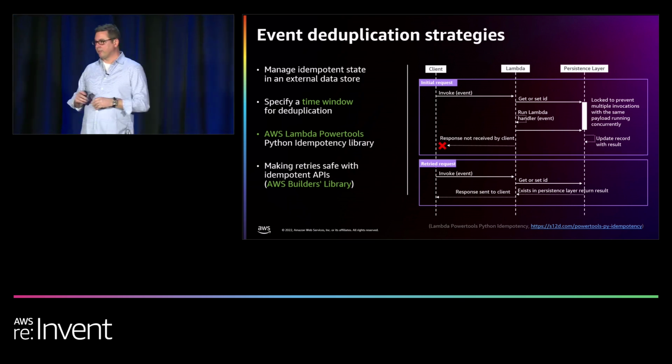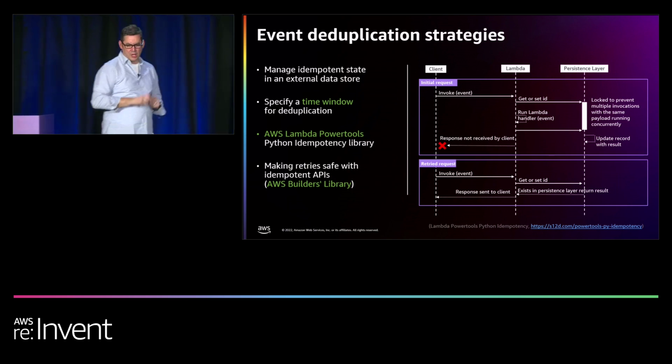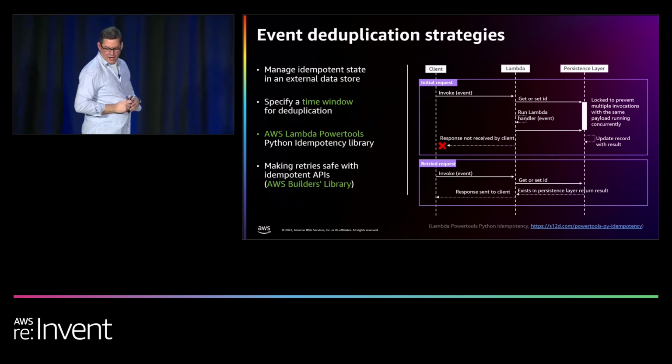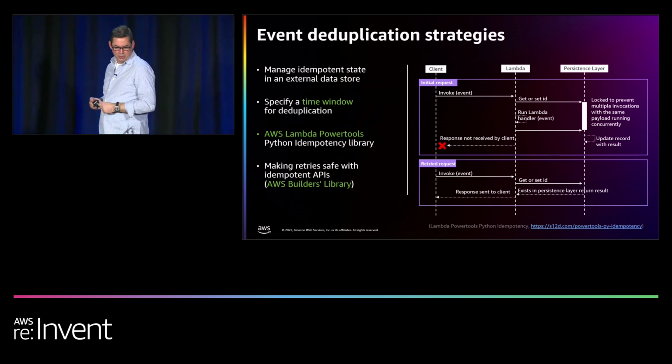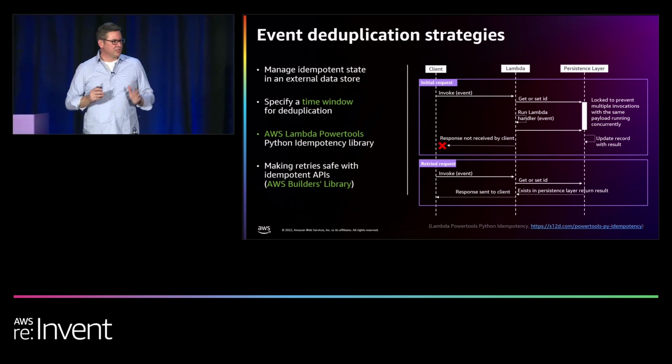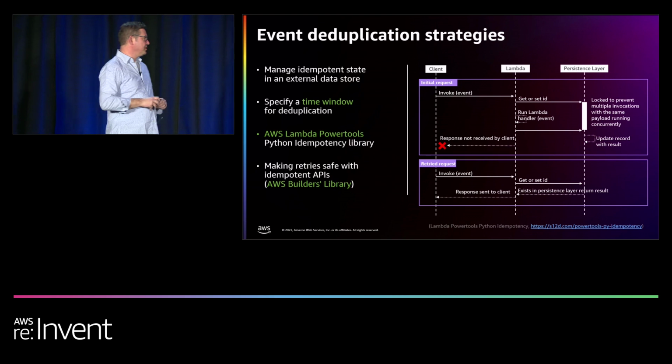There are also lots of resources around how to implement idempotency, and there's a really good one called Making Retries Safe with Idempotent APIs that's available in the AWS Builders' Library. It shares insights from the AWS engineering teams on how to deal with idempotency, which I highly recommend you take a look at.